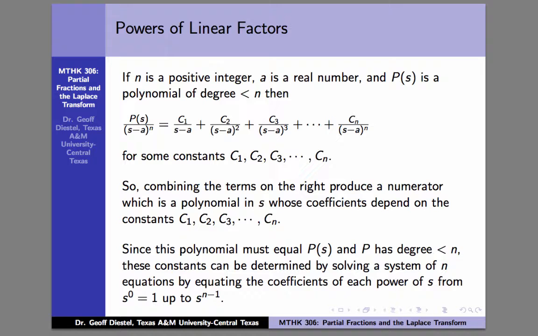Again, if you have a factor of s, you could always take that out first and then do partial fractions, and then when you're done, multiply back through by that extra power of s if you had it.